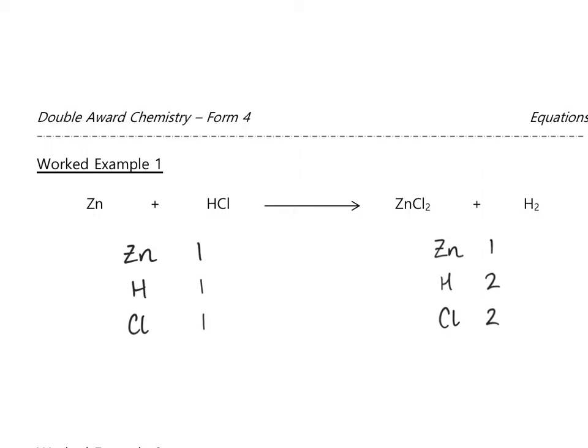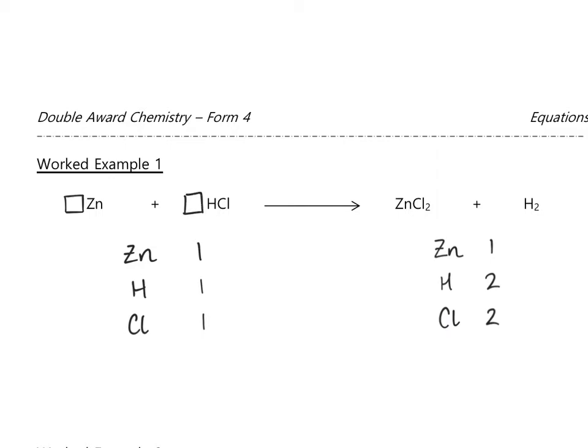We can't change the number of atoms in the formula themselves, but we can change how many molecules of each substance that we need, and we'll see that in a wee second. So what we want to do is draw a box in front of each formula. So my first formula is zinc, so I would put a box in front of there. My next formula is then separated by a plus sign. So my next formula is HCl.